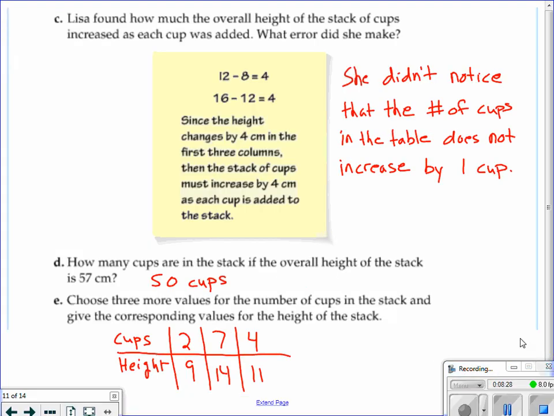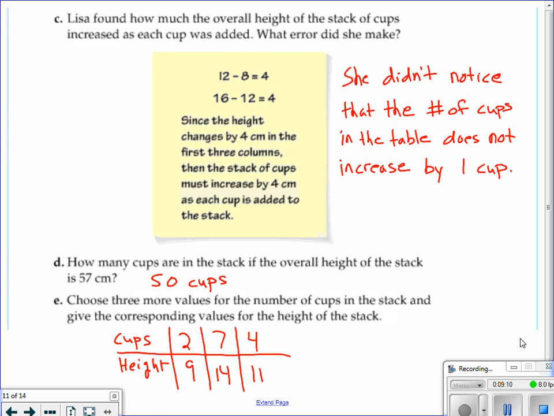All right, the next question's here. We're still talking about the table on the previous slide. Lisa found how much the overall height of the stack of cups increased as each cup was added. What error did she make? Well, she's looking at the first 3 columns, and she notices that the height changes by 4 centimeters in the first 3 columns. So she's assuming that the stack of cups must increase by 4 centimeters as each cup is added to the stack. Well, the problem with her reasoning is that she did not notice that the number of cups in the table does not increase by 1 cup.